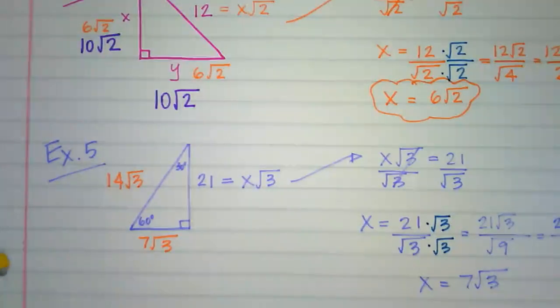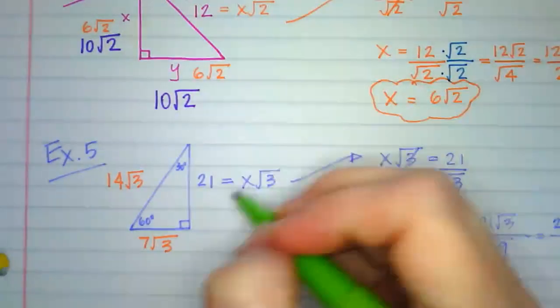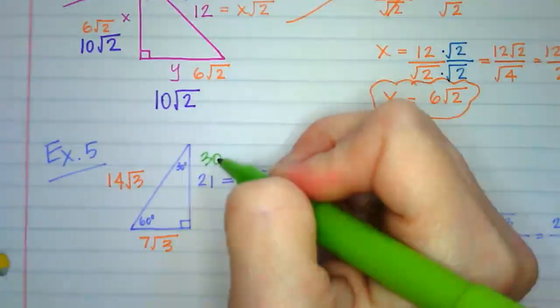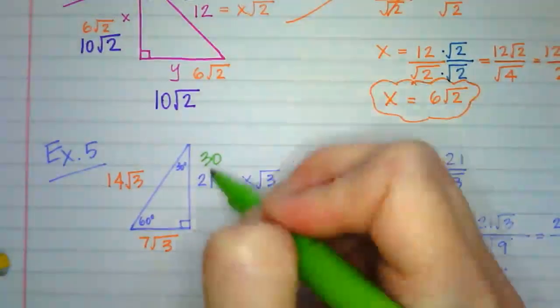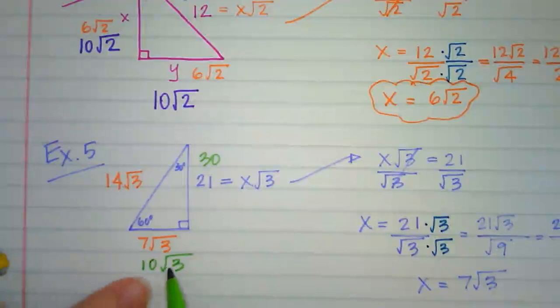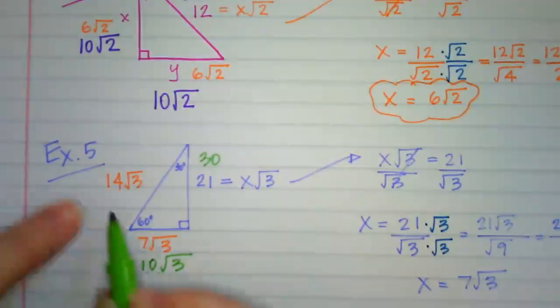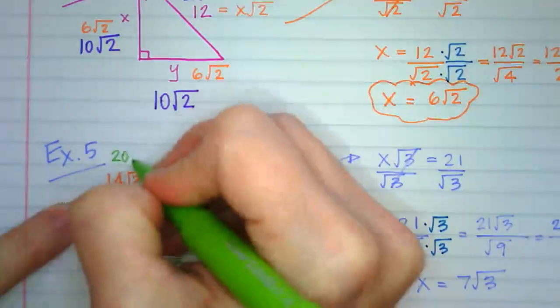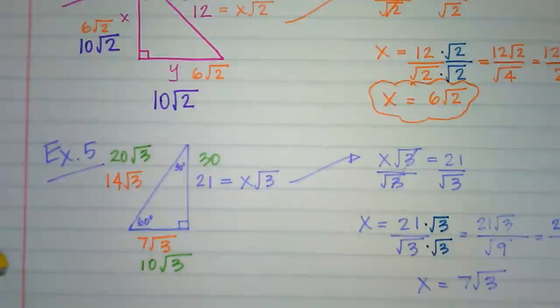So if we do another one, let's say this side is 30. If this side is 30, then I need to go backwards. So divide by 3 and then plop square root of 3. And then to get from the short leg to the hypotenuse, I need to just double this. So 10 square root of 3 would be 20 square root of 3.